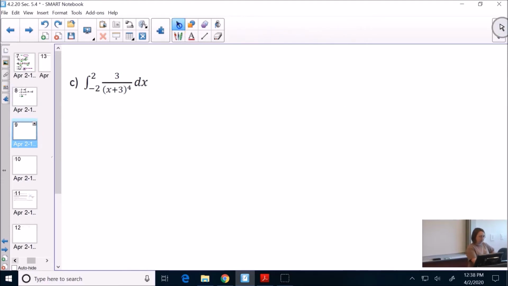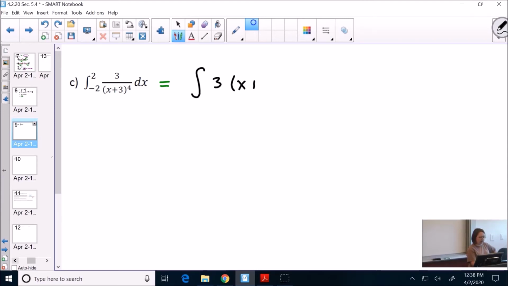Let's try another one. Integrate. Oh boy. That's not a very nice format for running antiderivatives. So what do we need to do? Well, let's bring the bottom up. Let's get rid of the fraction by making it a negative exponent. Alright, that's better. That's a power rule with a function inside.